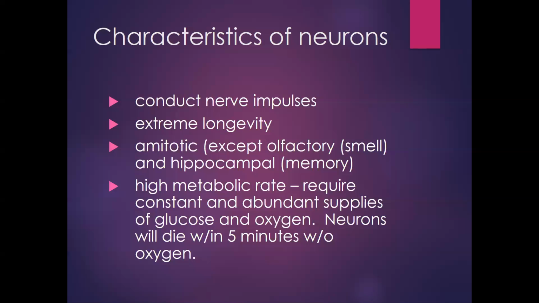And you want to keep as many of those that you have as possible. Amitotic means they're not going to divide, but there are some examples. Our olfactory neurons can replicate, and we have some in our hippocampus that can replicate as part of our memory ability.